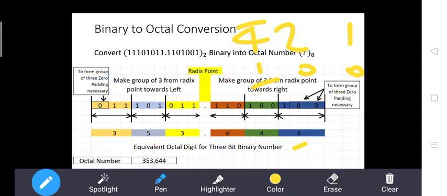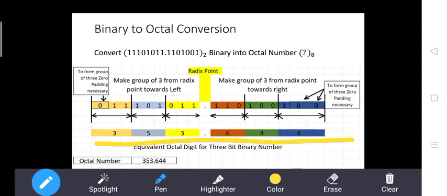So by combining all equivalent octal numbers, I get correct octal number is 353.644, which is my correct octal number corresponding to this binary number. I hope you understand.